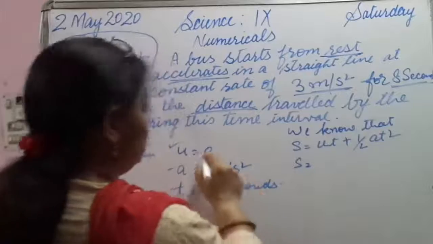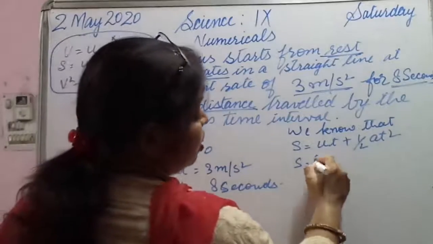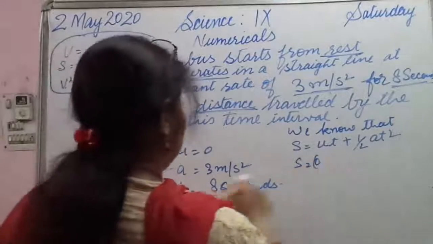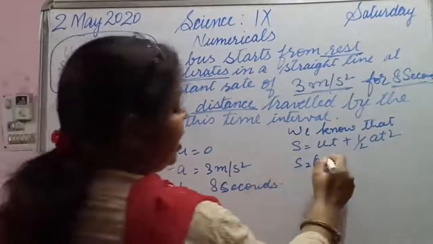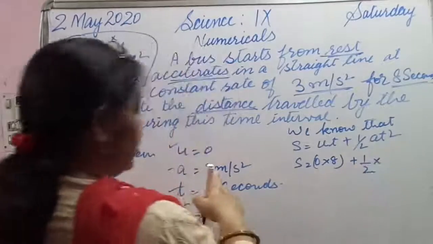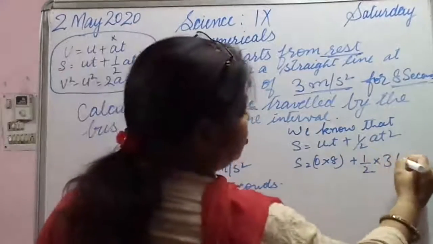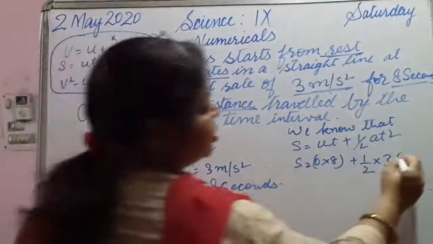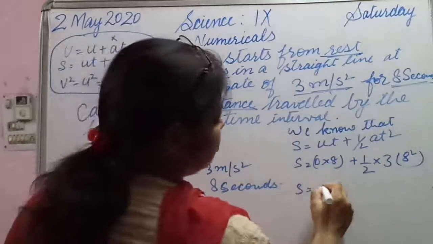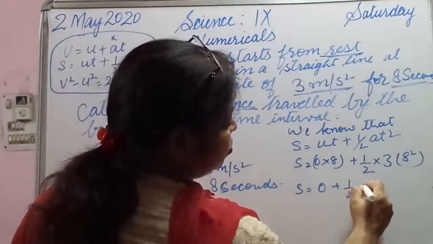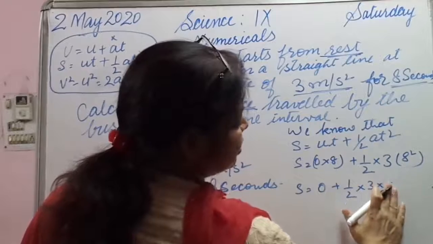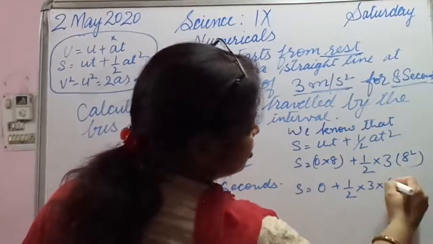S is equal to, U is 0. First put the values, don't solve it on the spot. And what is T? It is 8, so 0 into 8 plus 1 by 2 into A. A is 3, into time 8 square. Okay, now solve it. S is equal to 0 plus 1 by 2 into 3 into 8 square, or you can write 64. 8 eights are 64.